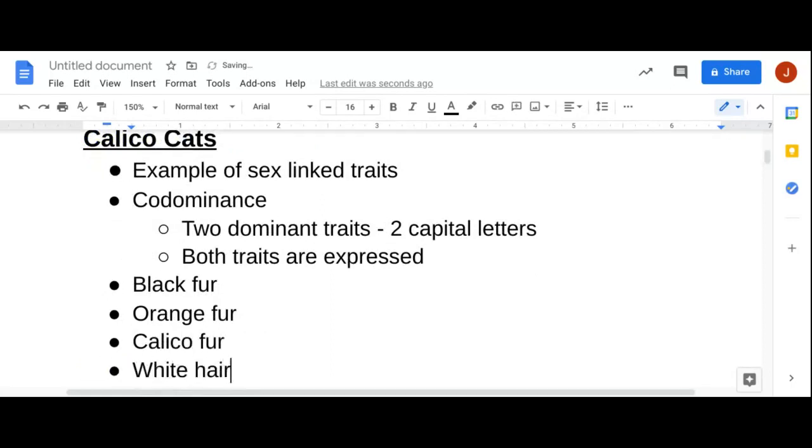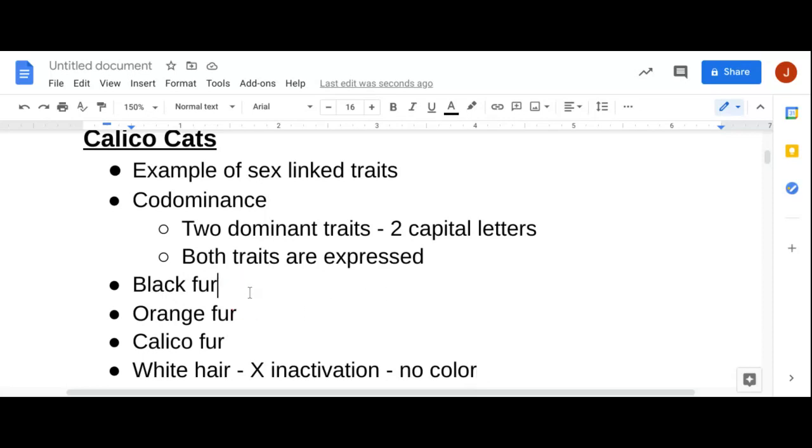White hair, this is when it's called X-linked. X inactivation is basically what it is, which means no color is observed, so you get white hair. So the places that a cat is going to have white hair show up, that is because the sex-linked traits are inactivated, so there's nothing there.